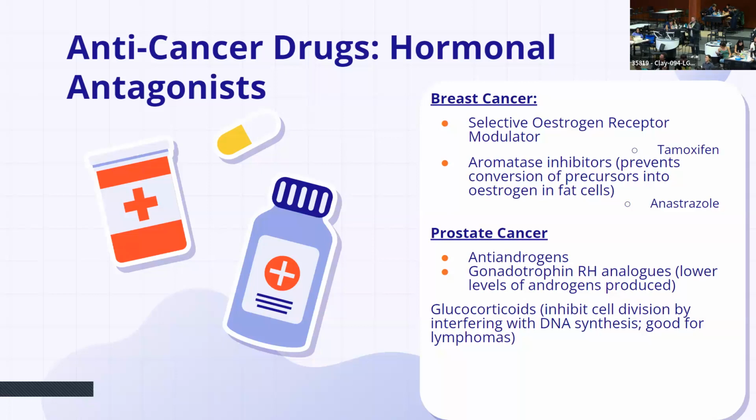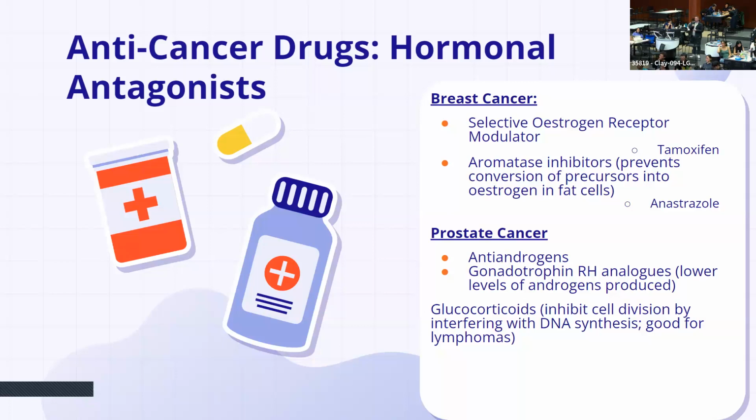So our first one for breast cancer is tamoxifen. It's a commonly used one, and it's a SERM, or a selective estrogen receptor modulator. What that means is it's just going to bind to some estrogen receptors. It's not going to bind to, for example, the cancer ones. And an aromatase inhibitor prevents the conversion of precursors into estrogen. So it's stopping the formation of estrogen, and the one there is anastrozole.